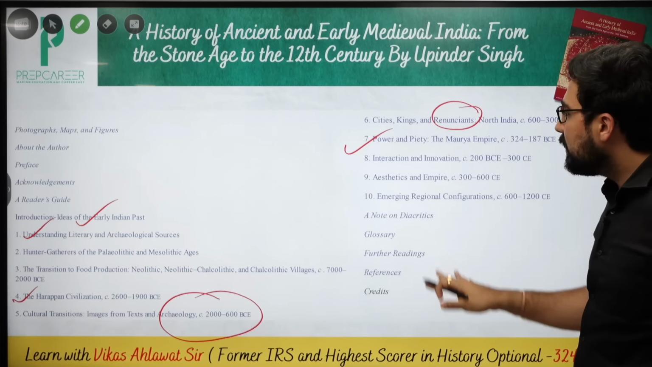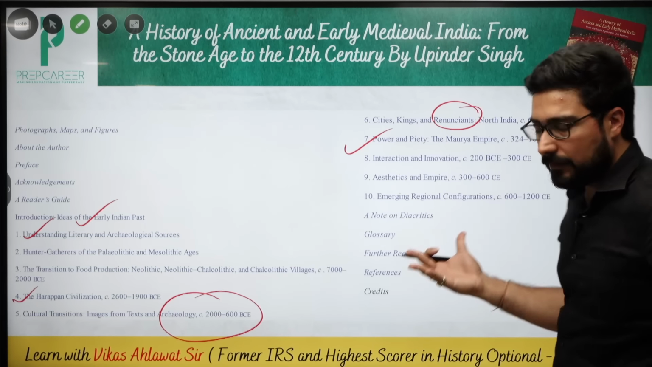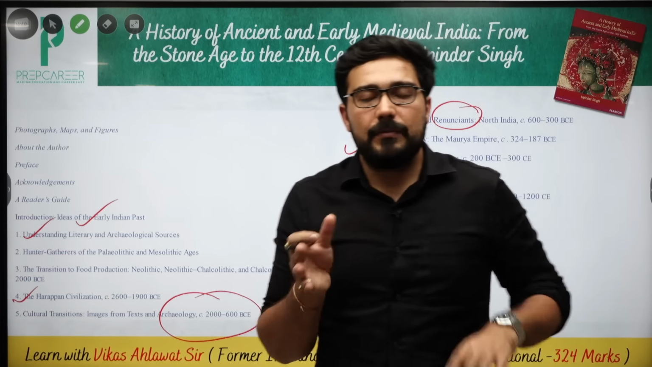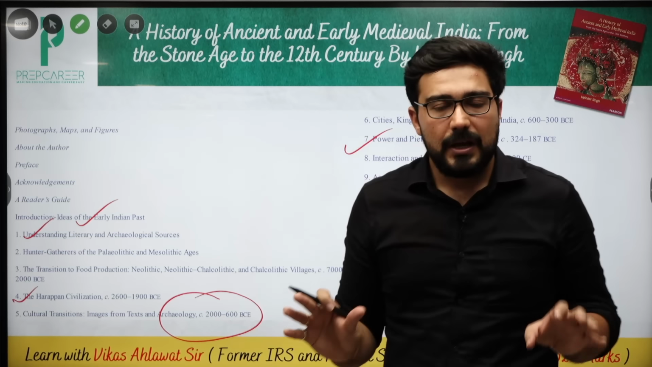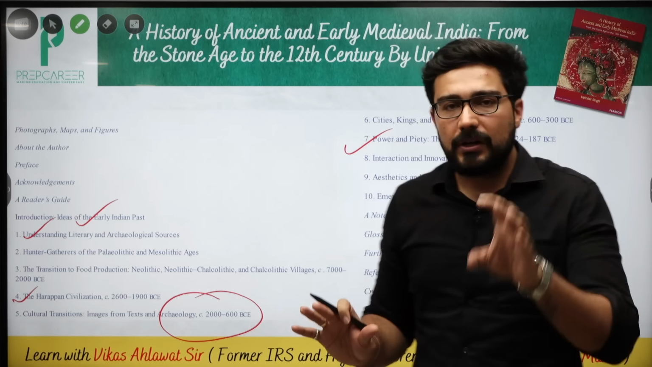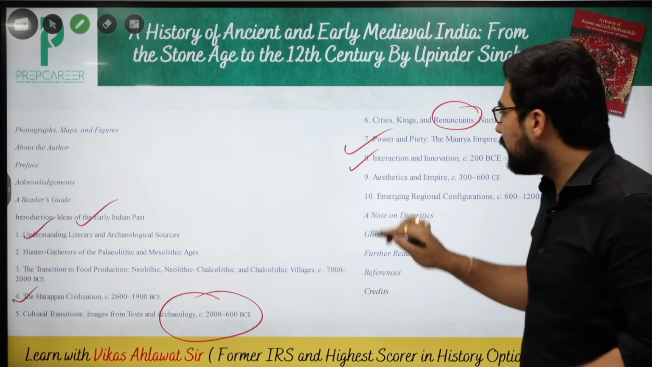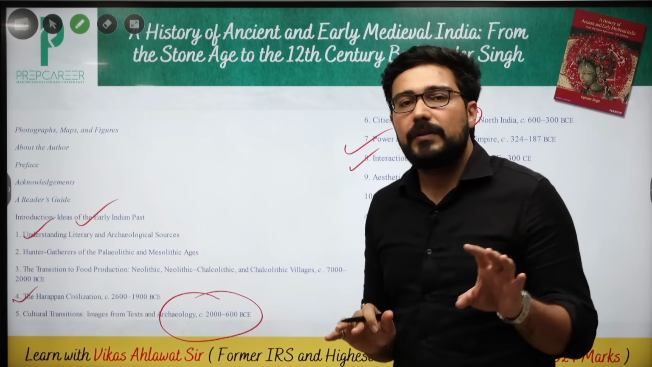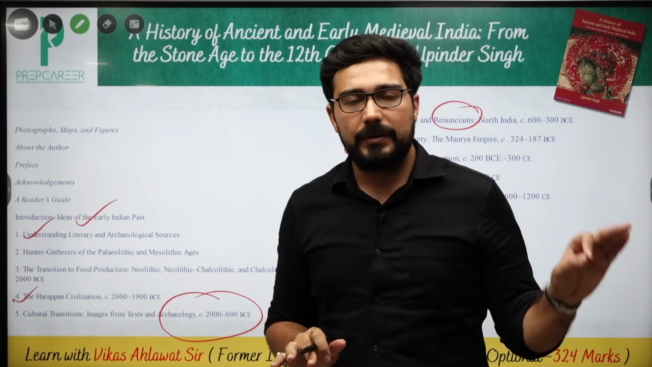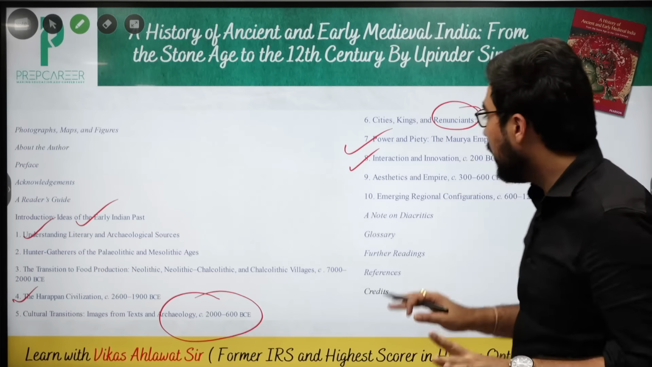If we see chapter number 8, 9, 10, they are very lengthy. So from 8, my major focus would be on art and architecture, and a little bit of understanding of the polity of the post-Mauryan period. The Satavahanas are not given very well in Upinder Singh. That's why for that I'll recommend NCERT.